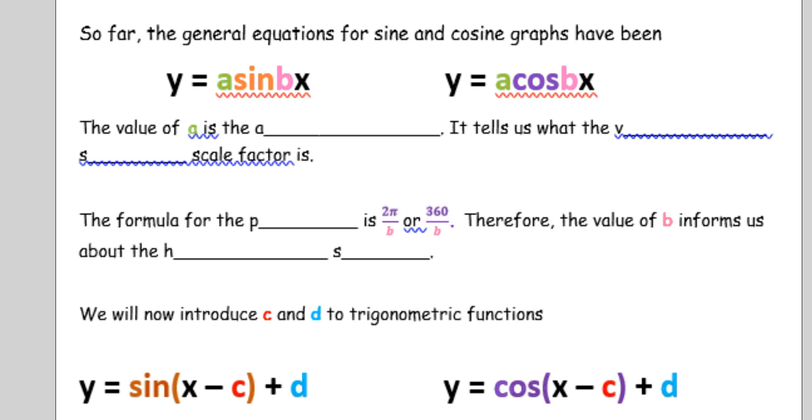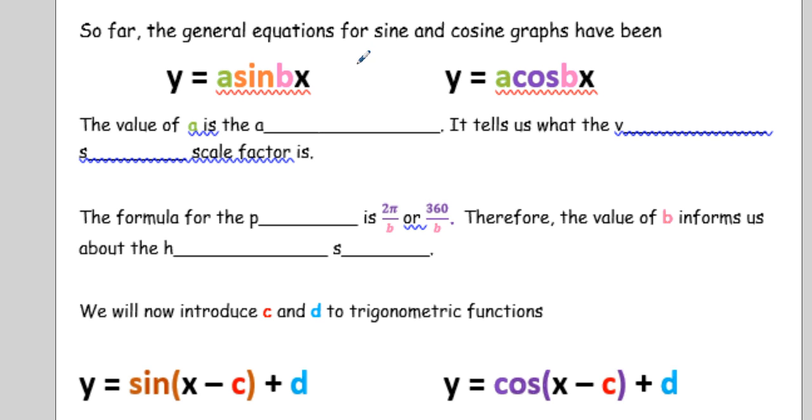So far, the general equation for sine and cosine graphs has been y equals a, like a number, like 3, sine bx, or y equals a cos bx. So this stuff was kind of covered a bit in GCSE, but I'll remind you of it now anyway.